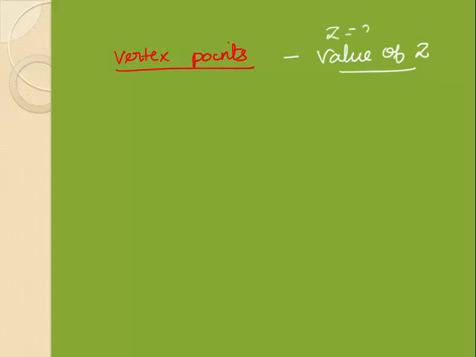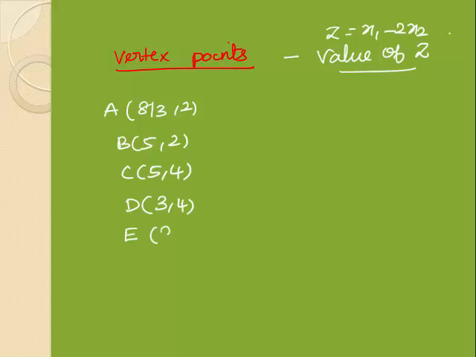So, the vertex points and the corresponding value of z. We know the objective function z is x1 minus 2x2. The coordinate points are A (8/3, 2), B (5, 2), C (5, 4), D (3, 4) and E (2, 3). So the corresponding z value for vertex point A, by substituting x1 as 8/3 and x2 as 2, we arrive at the result minus 4/3.